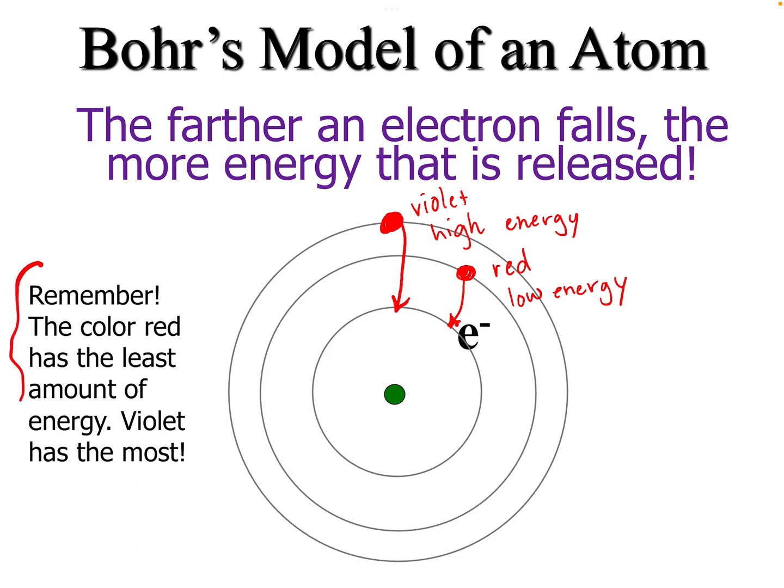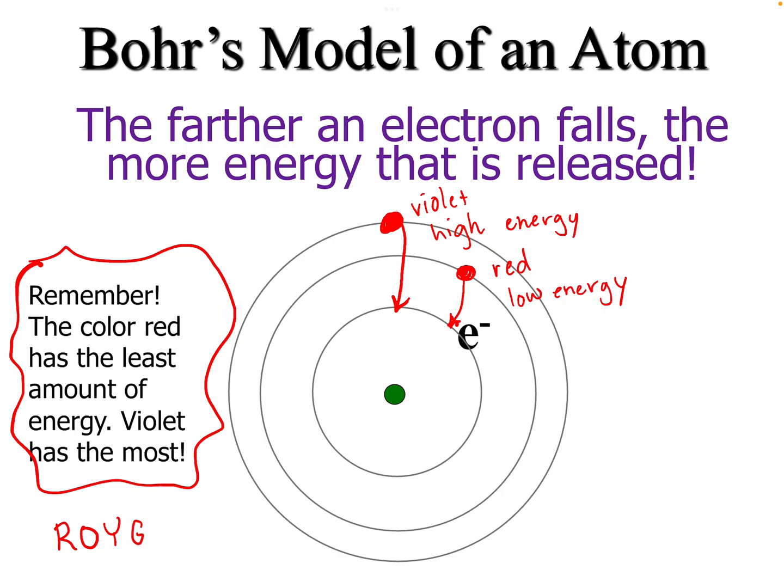And again, this is your little reminder. Color red has the least amount of energy, violet has the most, and we're going to remember this as ROY G. BIV. So the color of light that we are seeing, whether it's red or orange or yellow, etc., tells us how much energy is being released by the electron. If it's red, then it's releasing very little energy and that electron didn't fall very far. But if it's violet, then it's releasing a lot of energy and that electron fell a great distance.